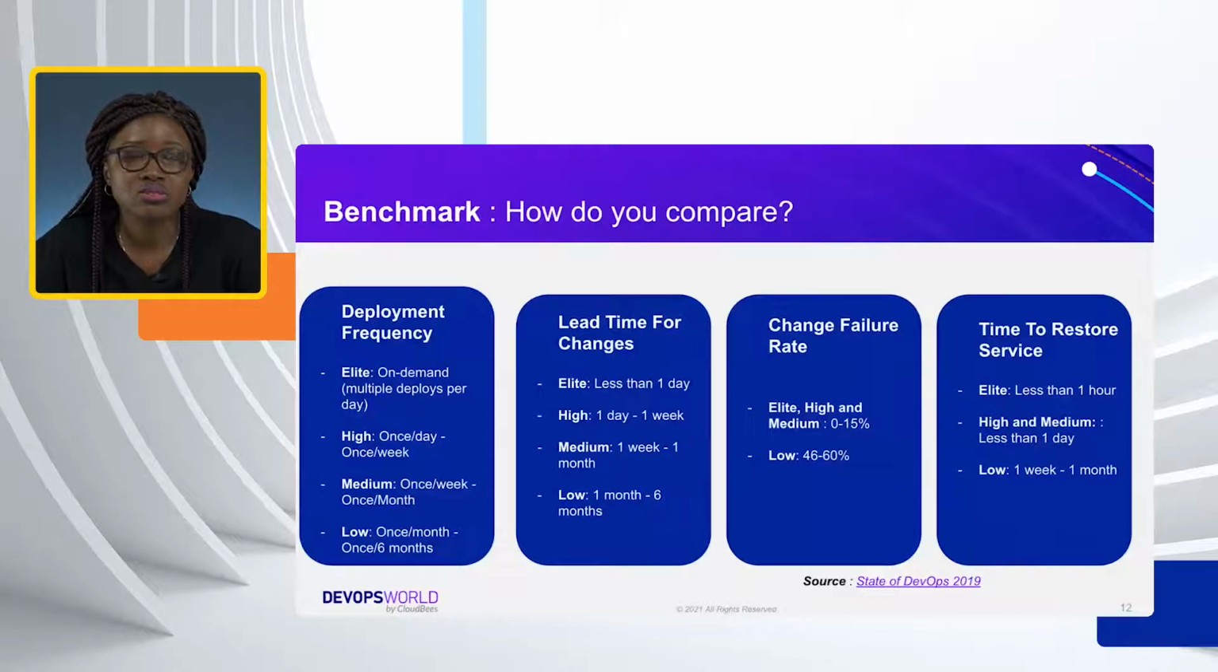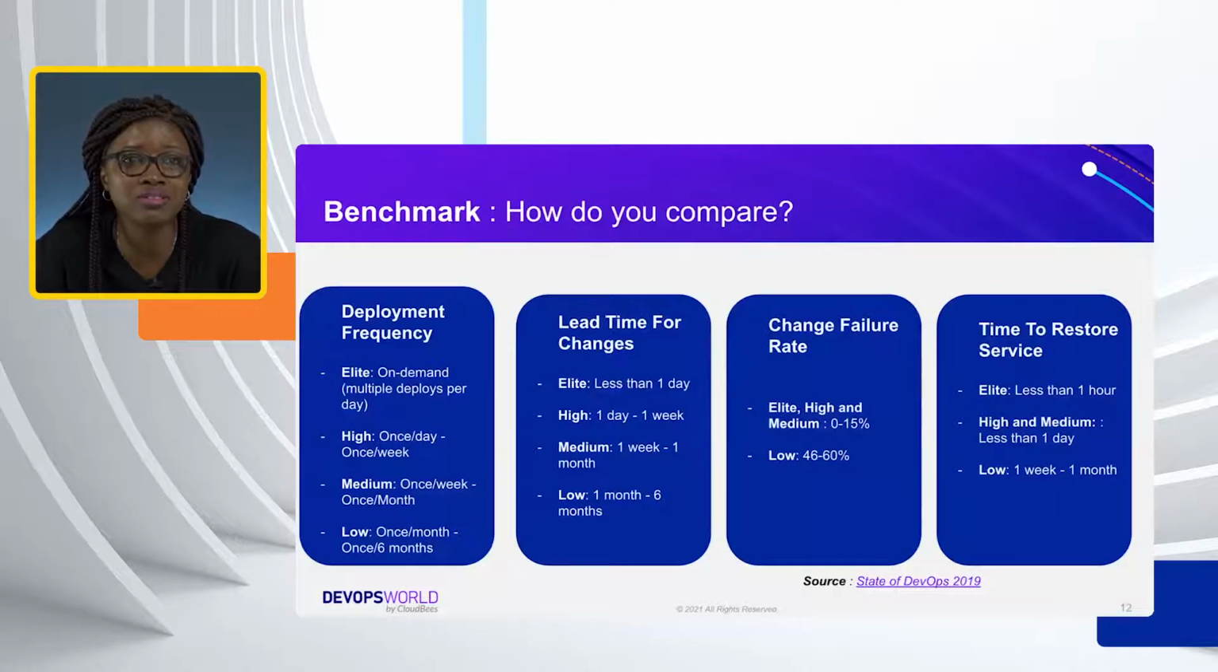And according to the research, high performers will make multiple deployments per day, while low performing teams make deployments around once a month to once in 6 months. It takes the elite team less than 1 day for code to get into production, and it takes 1 to 6 months for the low team to get their code into production. That's their lead time for changes.